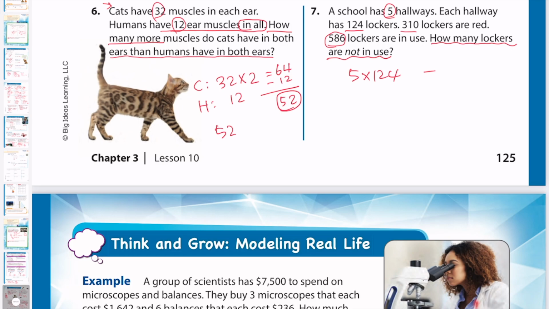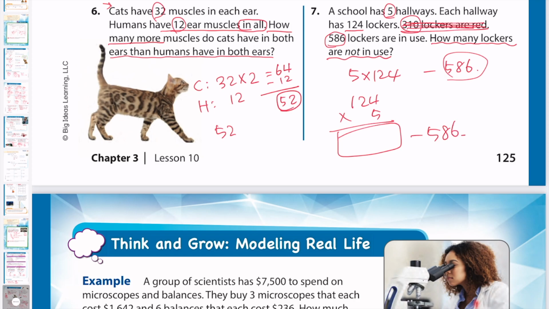Okay, you have to take away. What to do with these 310 lockers are red? Nothing. This is non-necessary information. Okay, you can cross them out boldly. Okay, now 124 times 5. I'm gonna go ahead first and then take away this 586 after you got this product.